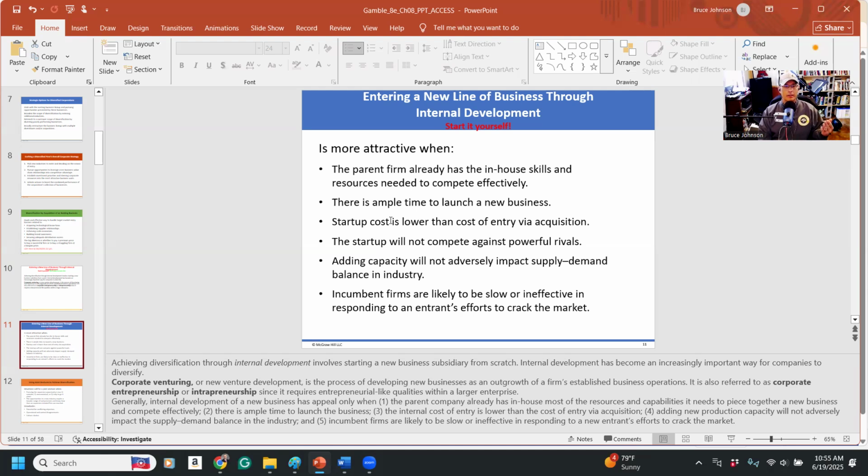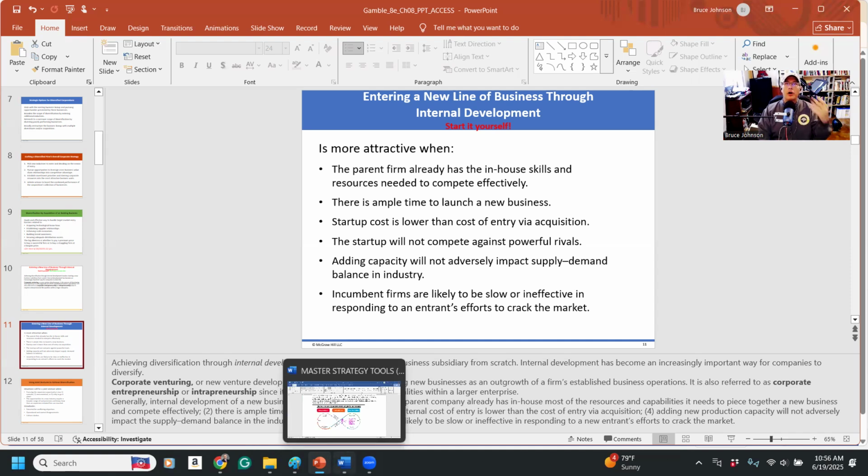Another one is the startup cost is lower than the cost of entry via acquisition. What does that mean? Well, if you saw that there's five or six companies out there doing what you want to get into, especially if you have a relatively new industry or new product, it might be cheaper to do it yourself versus acquiring one of those other companies, because maybe their profit margins and earnings are so high that you're paying too much. You're paying five times what you can do it yourself for. But the thing you have to remember is that there is a cost, a learning curve that you're always dealing with.